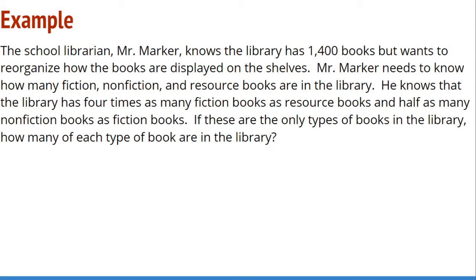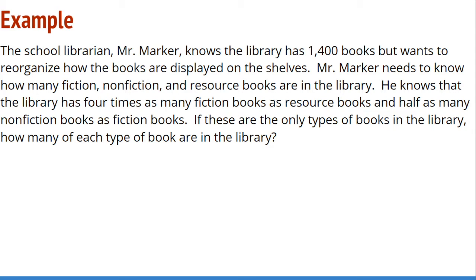The school librarian, Mr. Marker, knows the library has 1,400 books, but wants to reorganize how the books are displayed on the shelves. Mr. Marker needs to know how many fiction, nonfiction, and resource books are in the library. He knows that the library has 4 times as many fiction books as resource books, and half as many nonfiction books as fiction books. If these are the only types of books in the library, how many of each type of book are in the library?